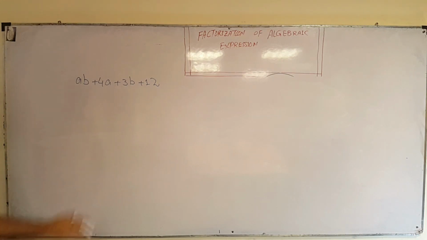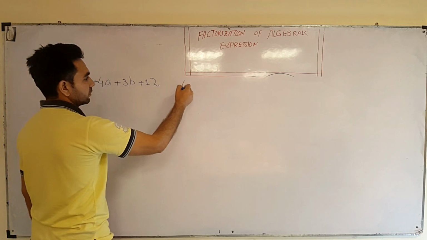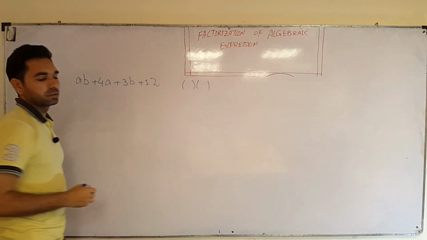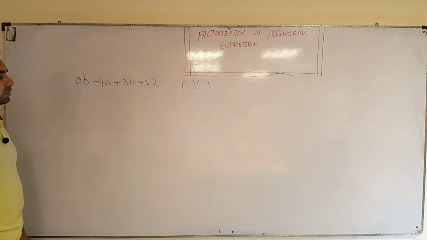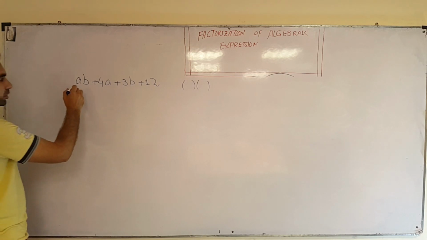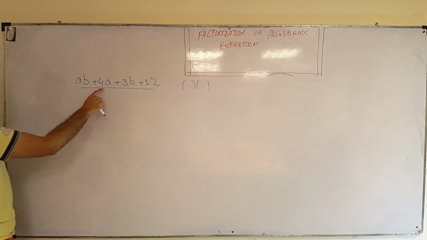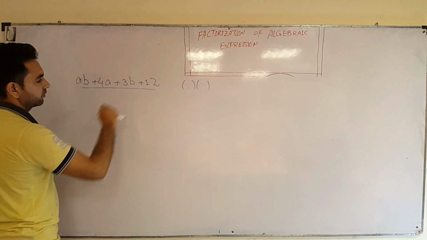So now you are given an expression and you have to find out the factors of this one. You have to put them in a form which is a factor of 2 or 3 terms. So you have to look at the whole expression. The expression is containing four terms: AB, 4A, 3B, and 12.